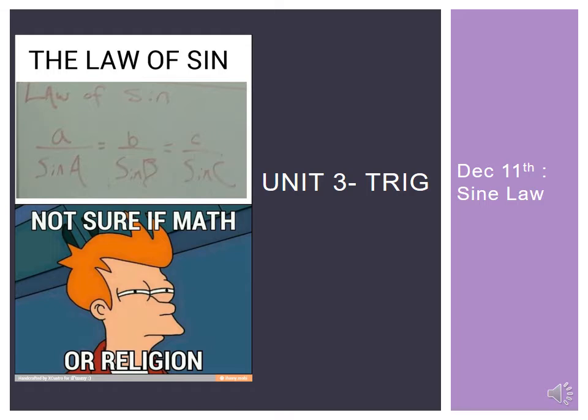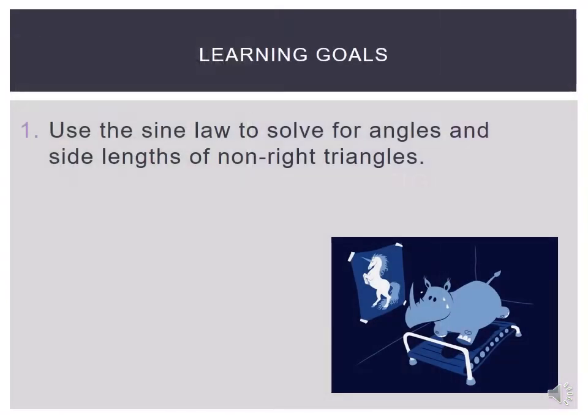Today's first lesson is on what's called the sine law, and if you could guess, it has to do with the sine function, so not cos, not tan, just sine today. Our learning goals: we're going to use the sine law to solve for angles and side lengths of non-right triangles. So that's the key here. We're going to use sine law for non-right triangles, meaning it doesn't have a 90 in it.